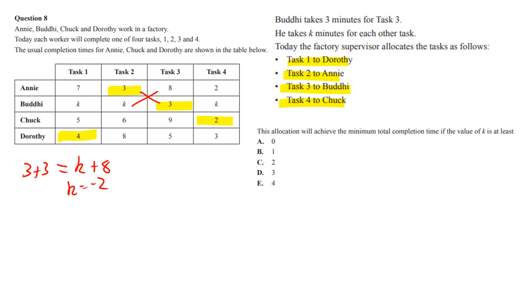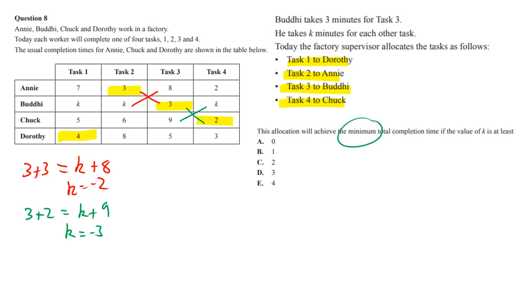If we look at another possible swap, so instead of Buddy swapping with Annie, Buddy swaps with Chuck. All right, so instead of Buddy doing task 3, Chuck does task 3 and Buddy does task 4. So here you got 3 plus 2. All right, that's one possible combination, equals k plus 9. Well, that's even worse. We get k equals -3. So we'd have to have -3 for that to be a swap that's going to give us the minimum amount of time, right?